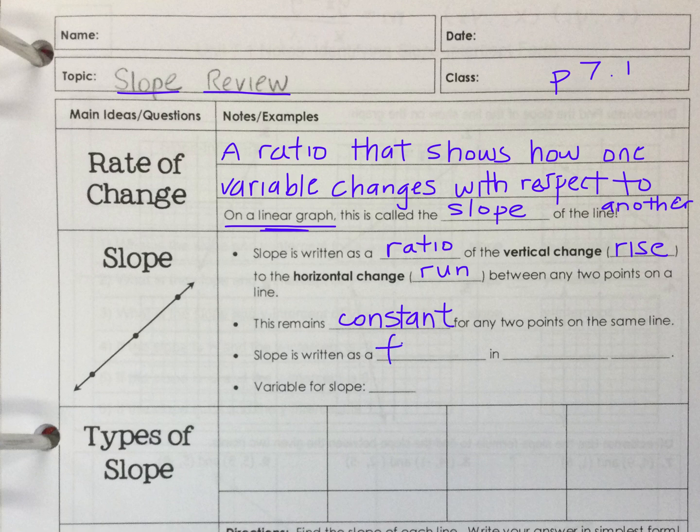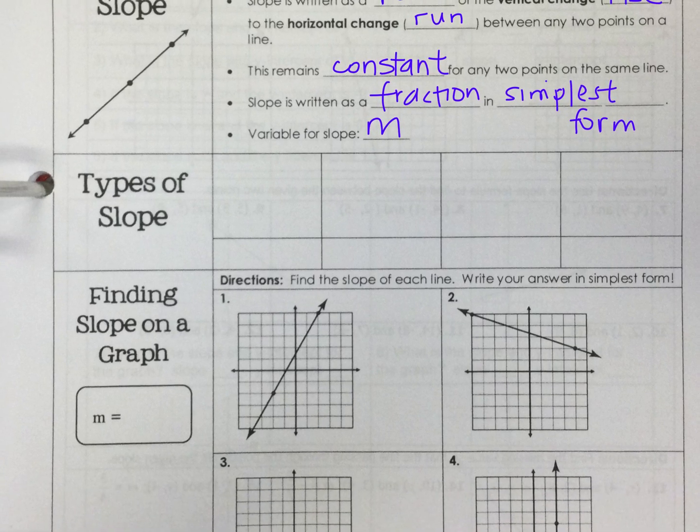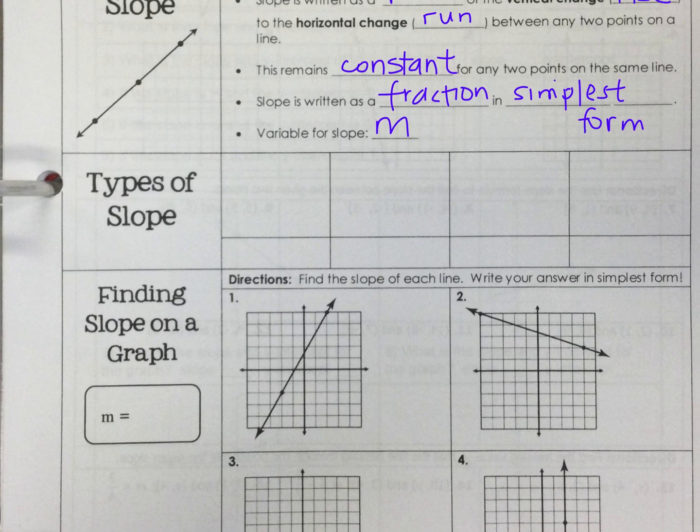We write slope as a fraction. Fractions are our friends. Slope is in simplest form. And the variable or the letter we use when we discuss slope is an m. So if you'll look down here, m equals rise over run. And this should just totally be a review.